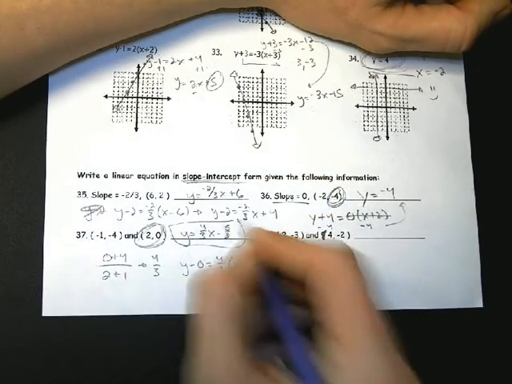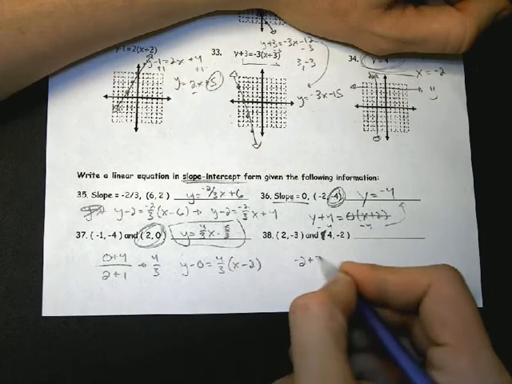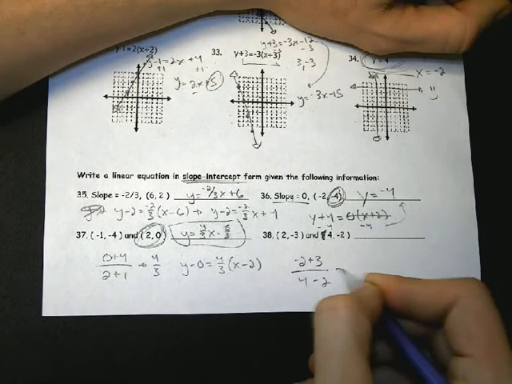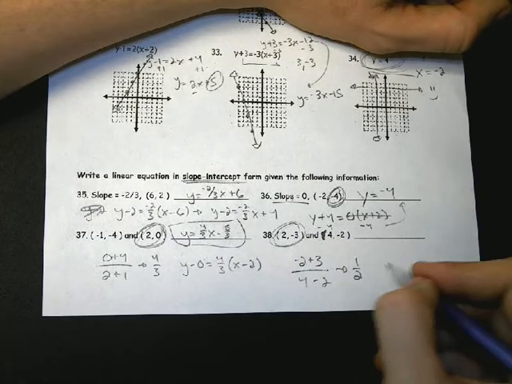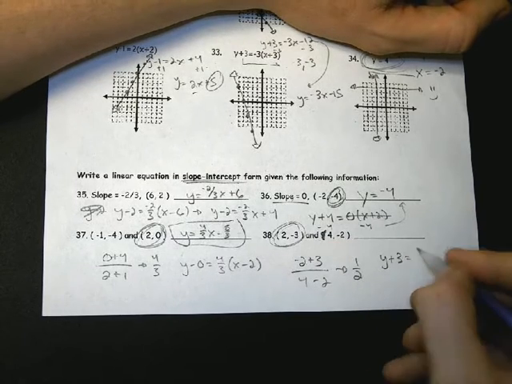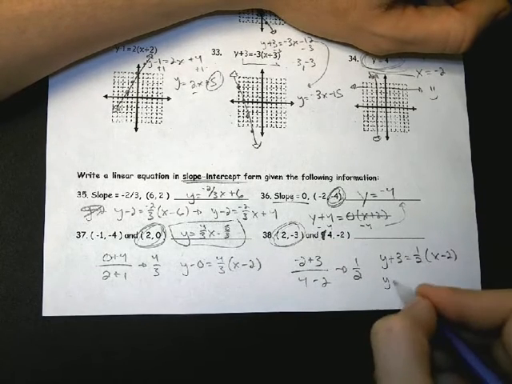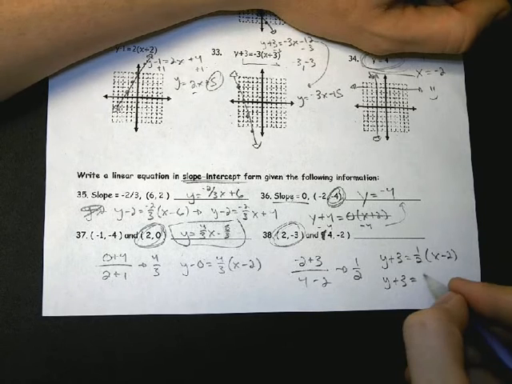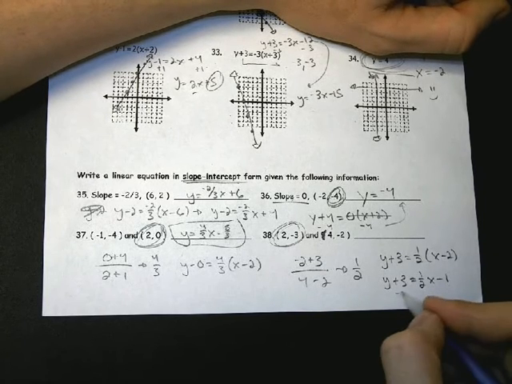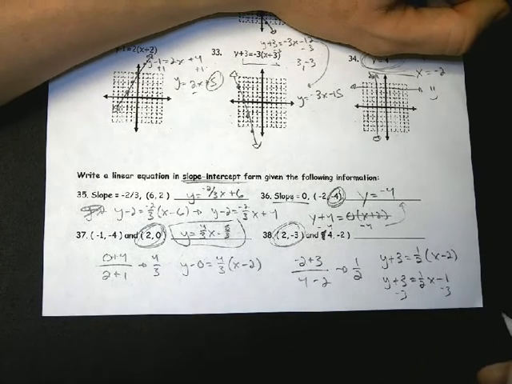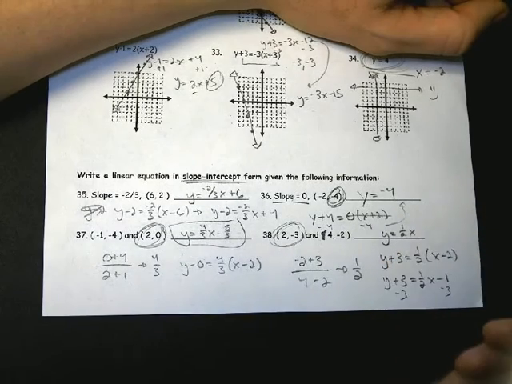This one, negative 2 minus negative 3 over 4 minus 2 is going to be 1 over 2. I'm going to pick this point just because. So I've got y minus negative 3 is equal to 1 over 2, x minus 2. Distribute the 1/2, y equals 1/2 x minus 1. And then I'm going to subtract the 3 from both sides, and I'm going to get y is equal to 1 over 2 x minus 4, and that's going to be that answer right there.